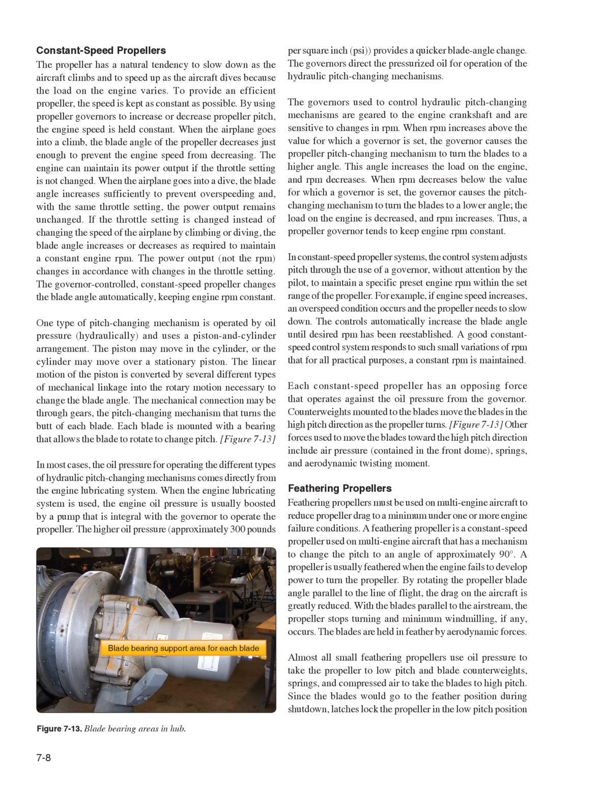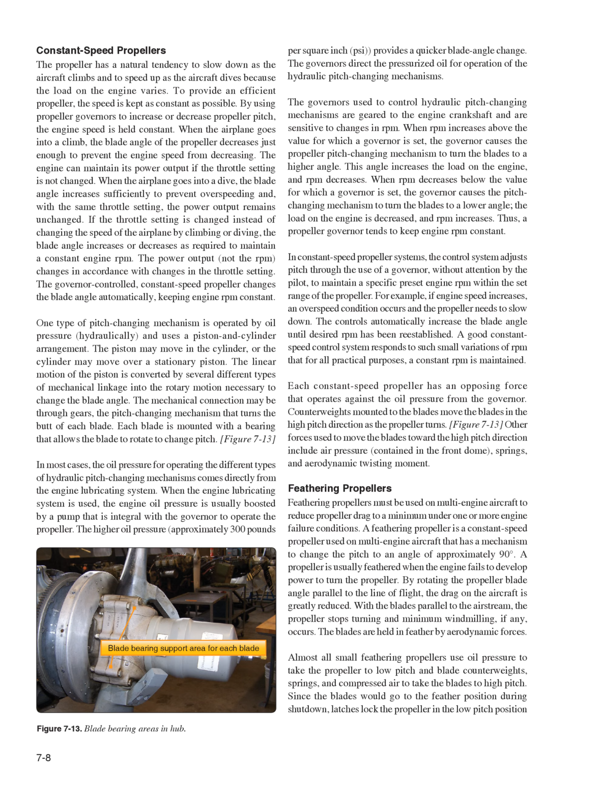The governors used to control hydraulic pitch-changing mechanisms are geared to the engine crankshaft and are sensitive to changes in RPM. When RPM increases above the value for which a governor is set, the governor causes the propeller pitch-changing mechanism to turn the blades to a higher angle. This angle increases the load on the engine, and RPM decreases. When RPM decreases below the value for which a governor is set, the governor causes the pitch-changing mechanism to turn the blades to a lower angle, the load on the engine is decreased, and RPM increases. Thus, a propeller governor tends to keep engine RPM constant.